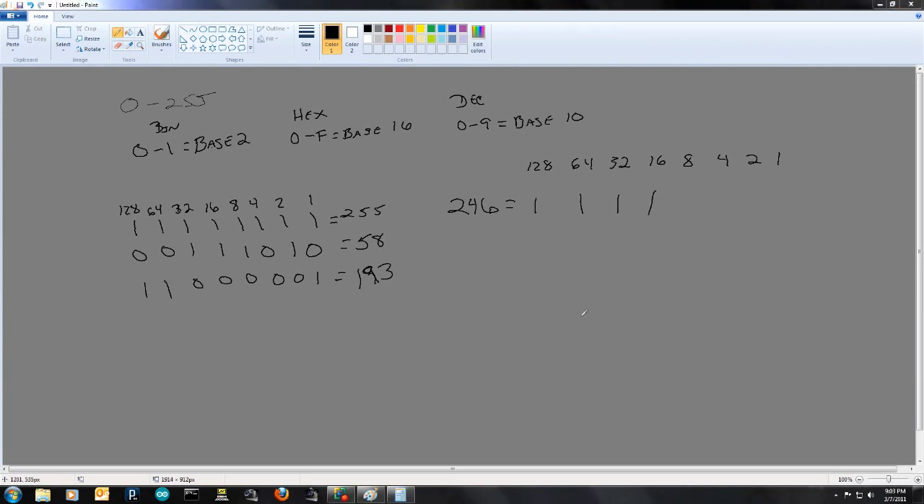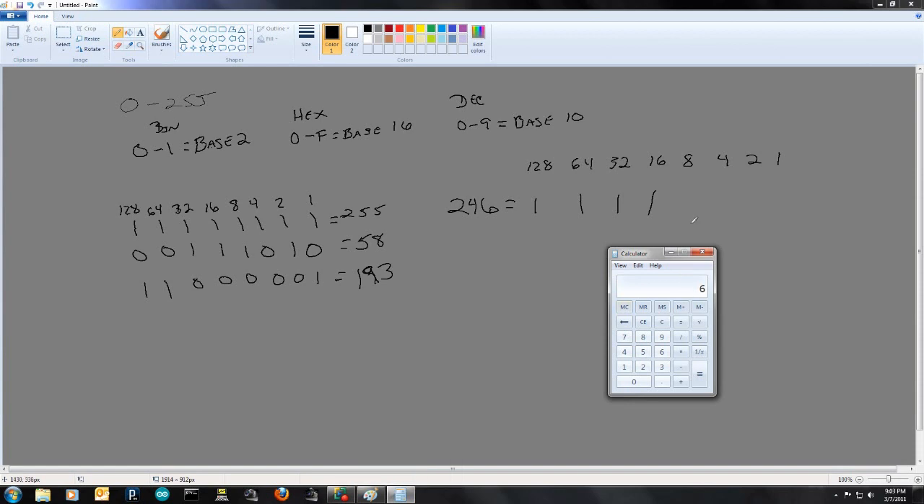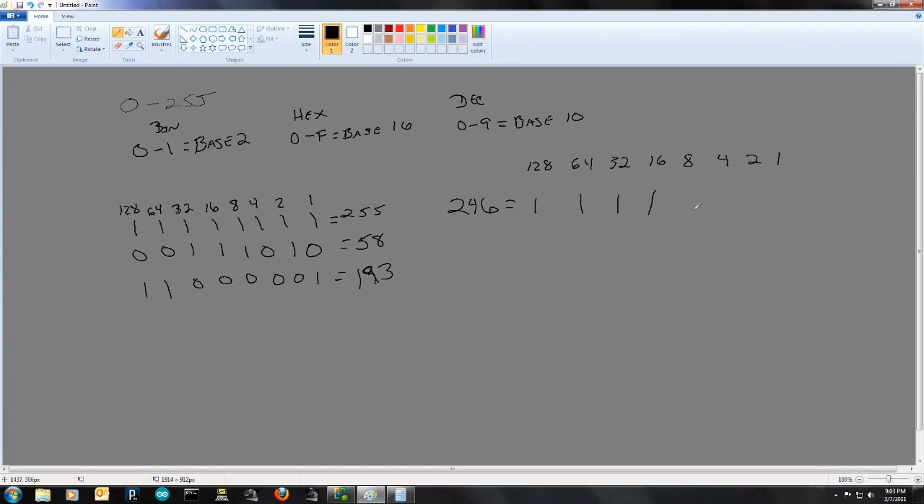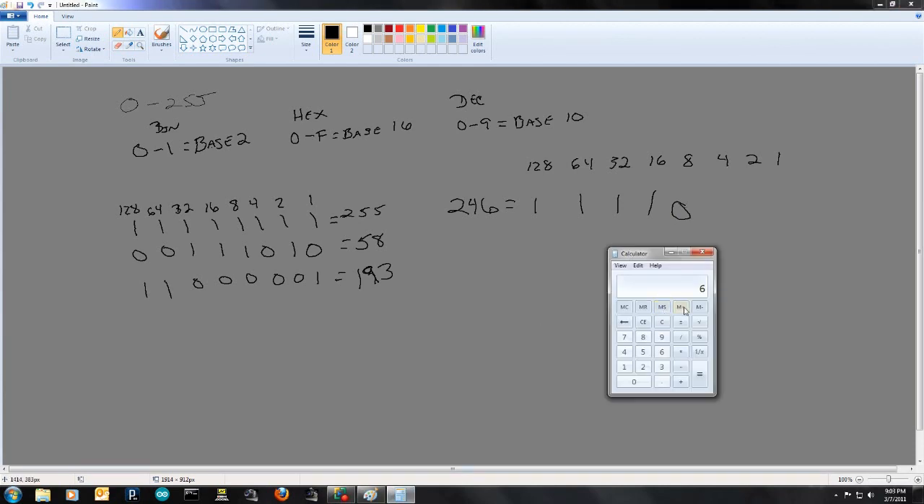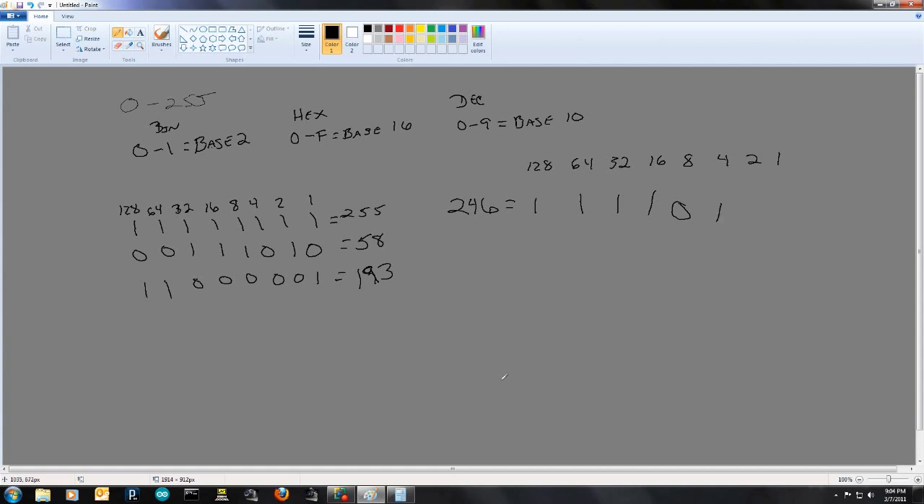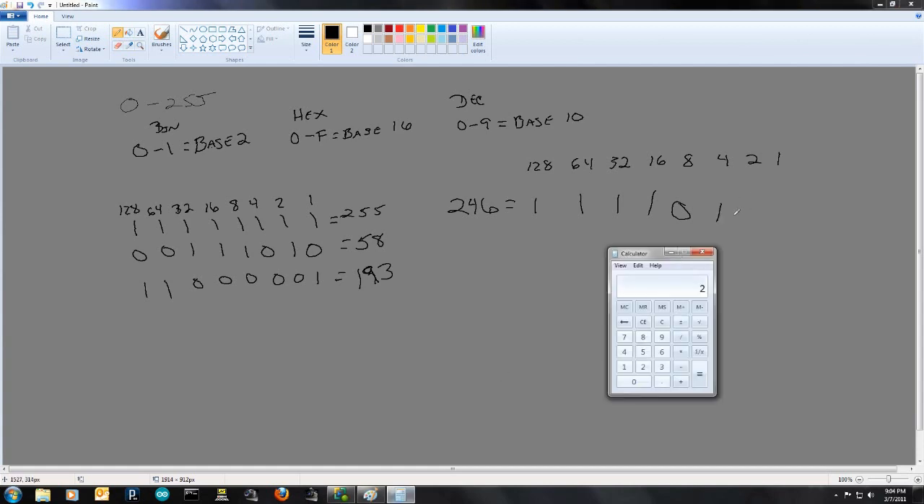Okay, now 8. Well, 6 minus 8 is negative 2, so no. We can't. That's actually a 0, because if we did minus 8, you see it's negative 2, and you can't have a negative number. So we have 6, so that is a 0. And can we subtract 4? Yes, we can take away 4, and that leaves us 2, so that's a 1. And how about 2? Well, yes, of course.